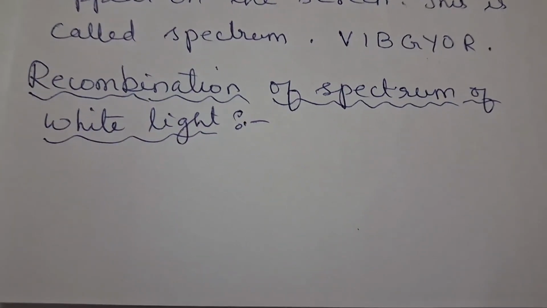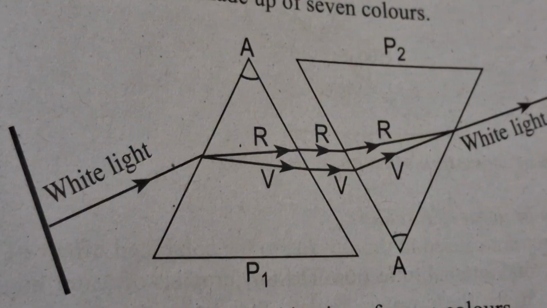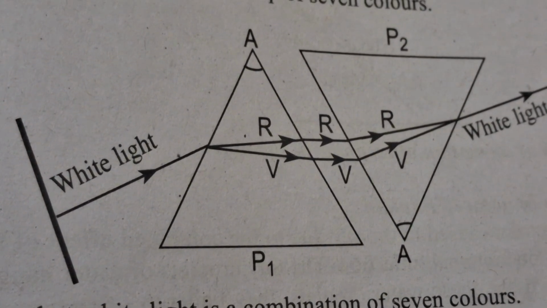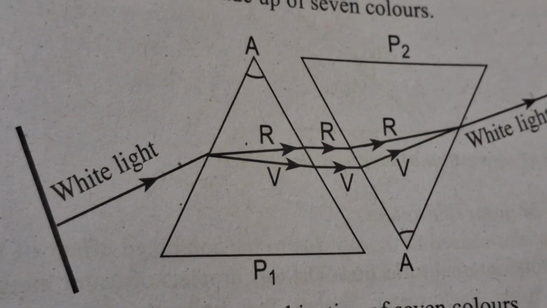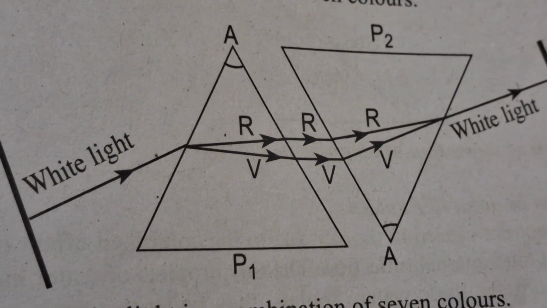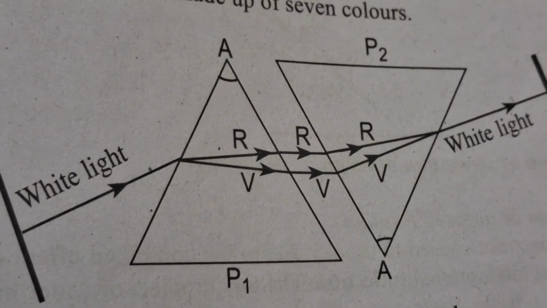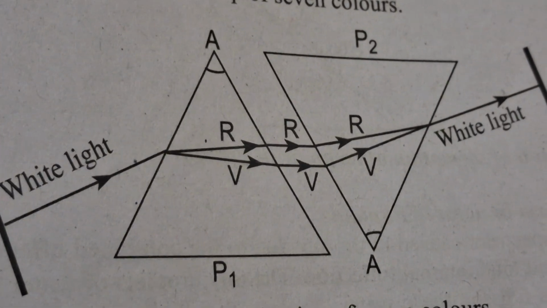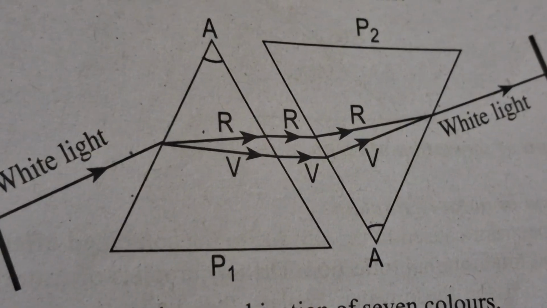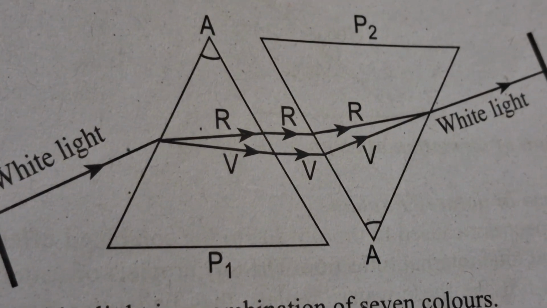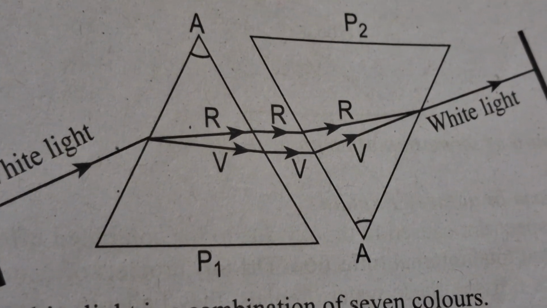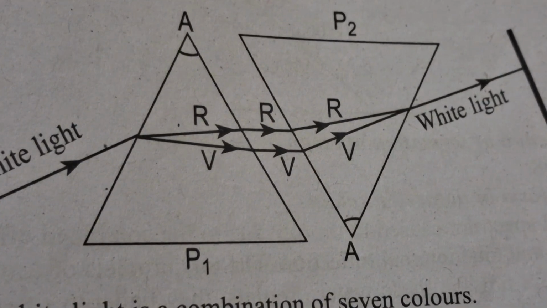Next one is recombination of the spectrum of white light. Two prisms are arranged in such a way, this is the arrangement. White light is passed through this, so it gets split. Again, the split spectrum falls on the other prism and gets converged, and finally you get white light. So white light comes out.